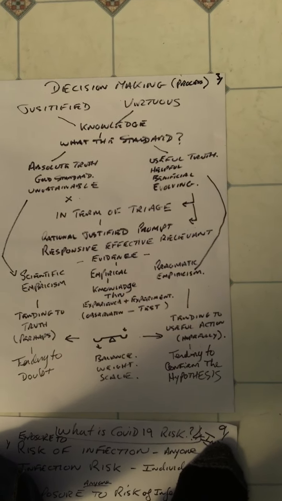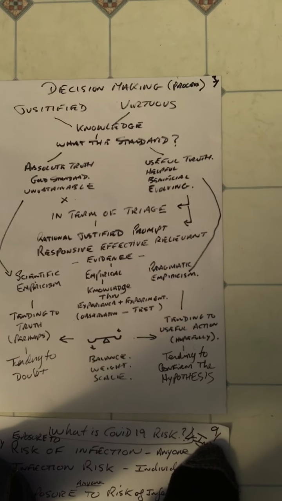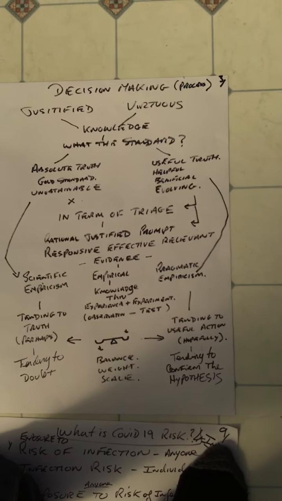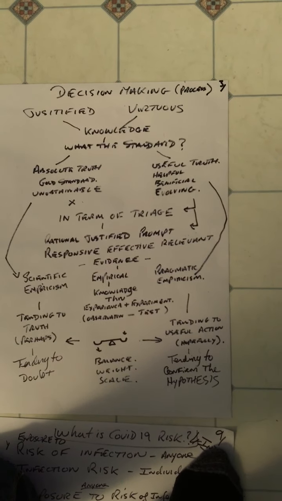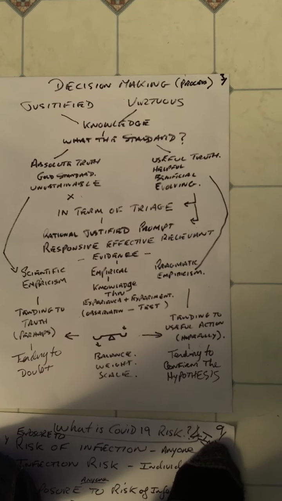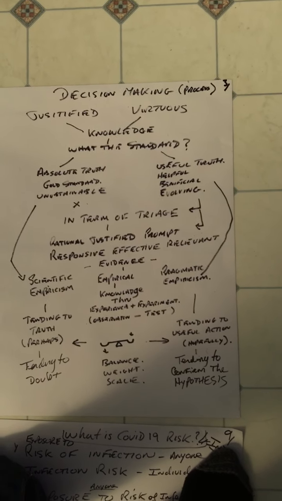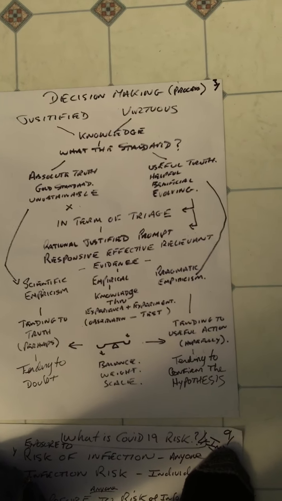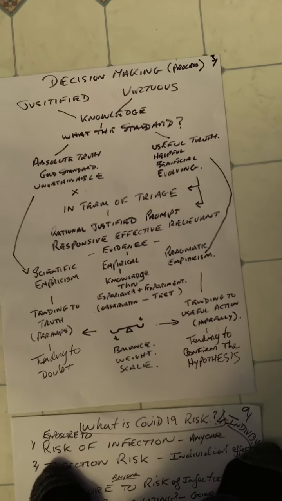So anyway, in terms of the triage, it still needs to be rational and justified and prompt. It needs to be responsive and effective and relevant. And so what kind of evidence can we use towards that? So we've got this, again, we've got this splitting off of how we make our decision.